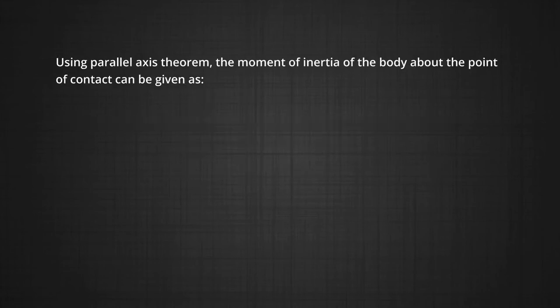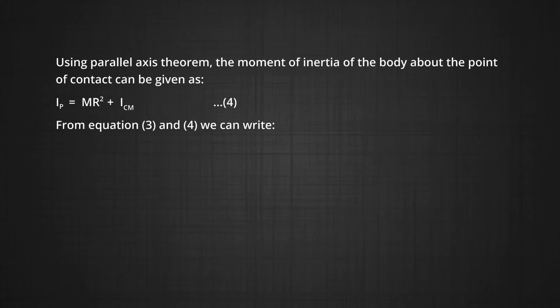Using the parallel axis theorem, the moment of inertia of the body about the point of contact can be written as moment of inertia about point P, I_P, equals m r square plus I_CM. This gives us equation number 4. From equations 3 and 4, we can write kinetic energy rolling as half I_P omega square. This gives us equation number 5.